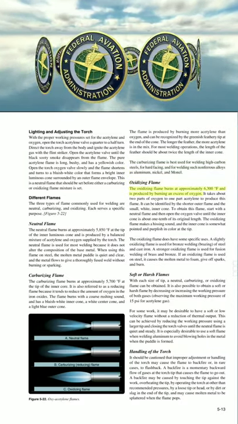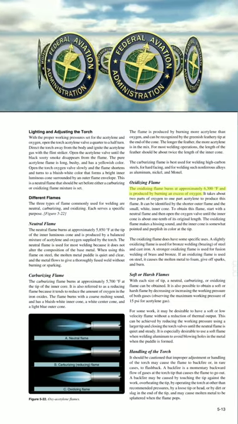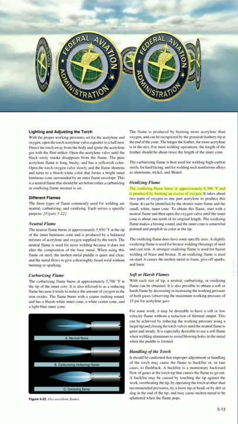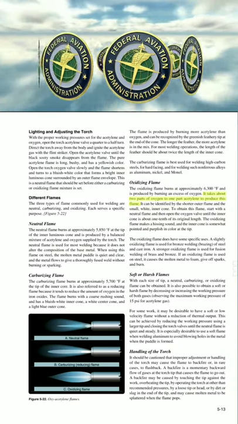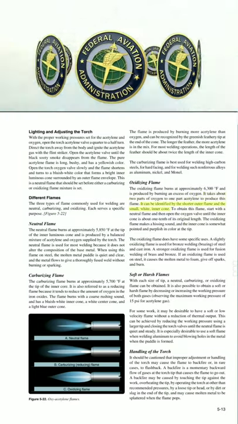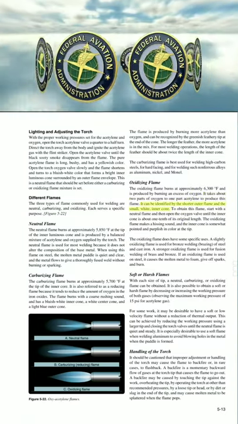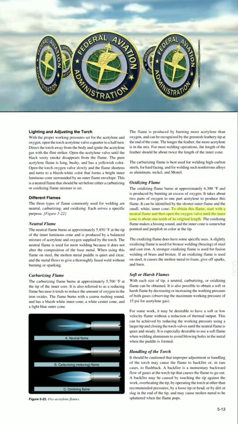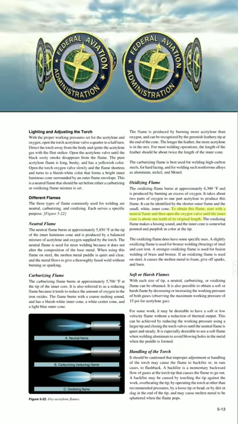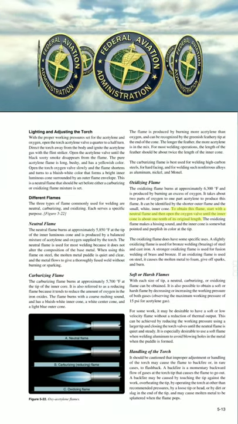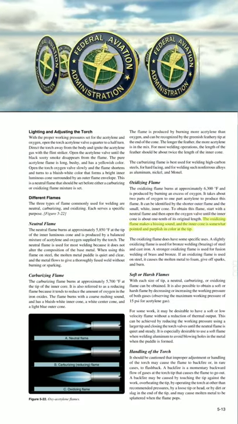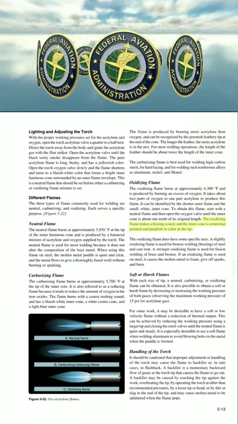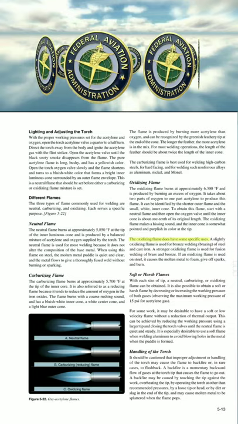Oxidizing flame. The oxidizing flame burns at approximately 6,300 degrees F, and is produced by burning an excess of oxygen. It takes about 2 parts of oxygen to 1 part acetylene to produce this flame. It can be identified by the shorter outer flame and the small, white, inner cone. To obtain this flame, start with a neutral flame, and then open the oxygen valve until the inner cone is about 1/10 of its original length. The oxidizing flame makes a hissing sound, and the inner cone is somewhat pointed, and purplish in color at the tip. The oxidizing flame does have some specific uses.